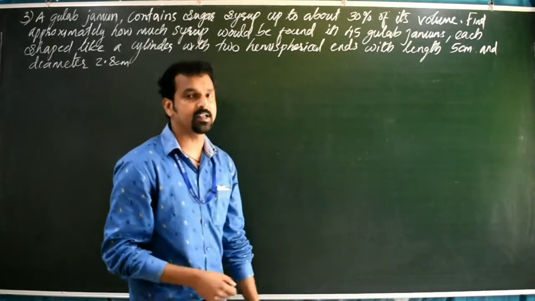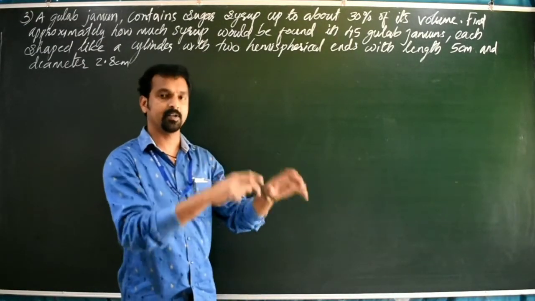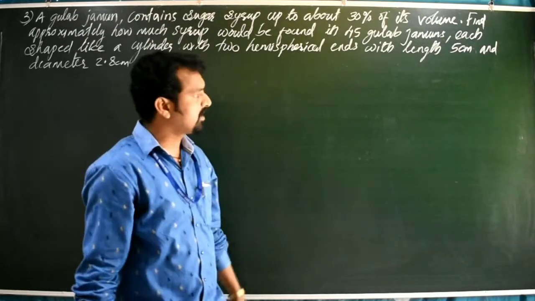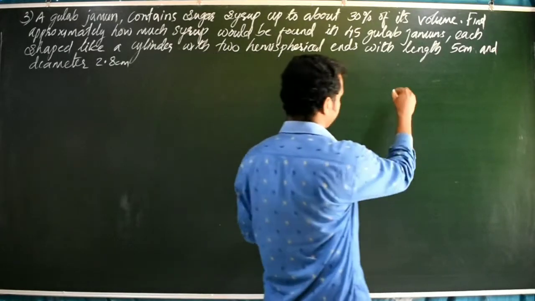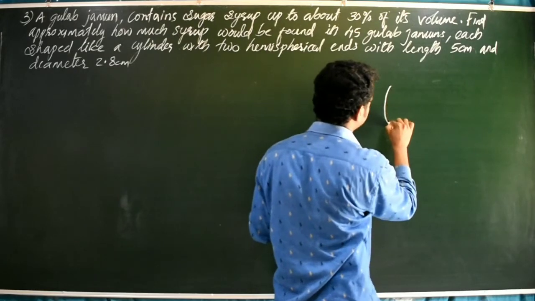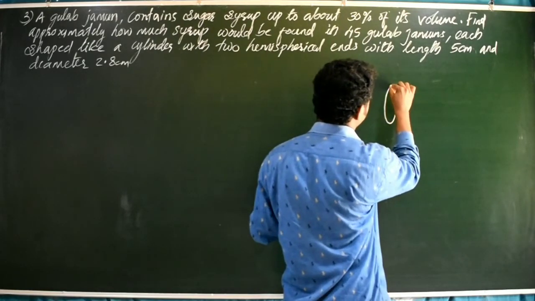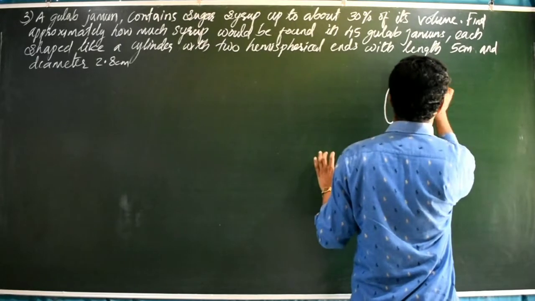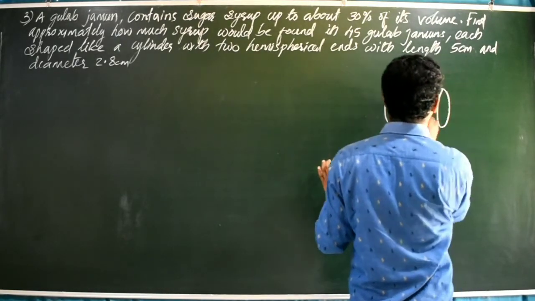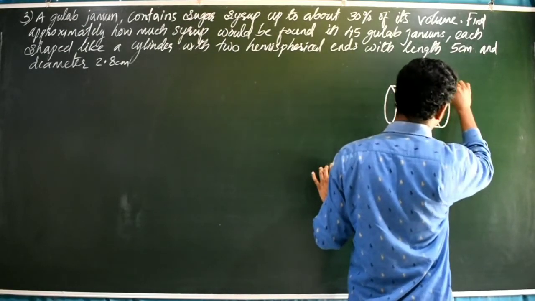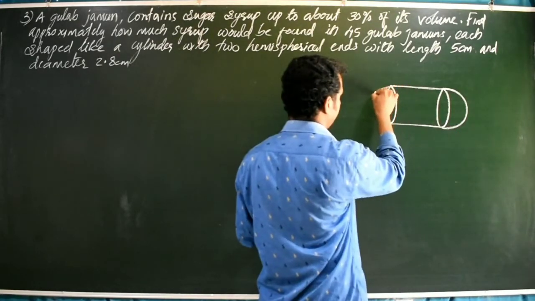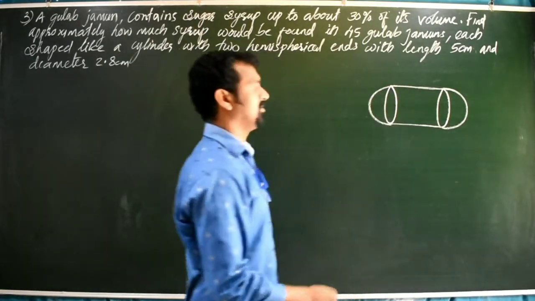Okay, so in the textbook one figure is given, that is inside a beaker 45 gulab jamuns are there. But now we are going to draw only one gulab jamun, in the shape of a cylinder with 2 hemispherical ends. That we can draw like that. First we will draw the cylinder, and both sides are hemispherical ends. Here it is a hemisphere, and this side also it is a hemisphere.